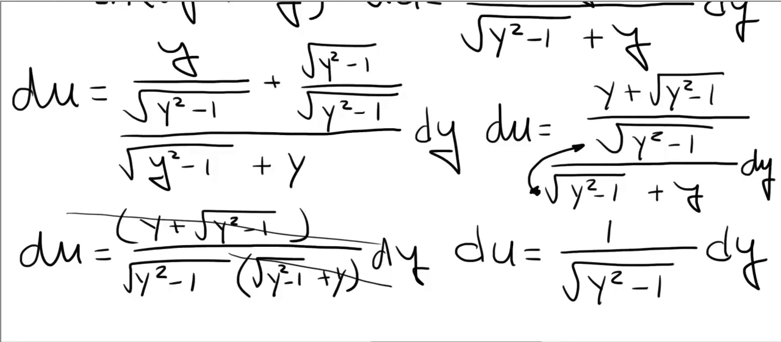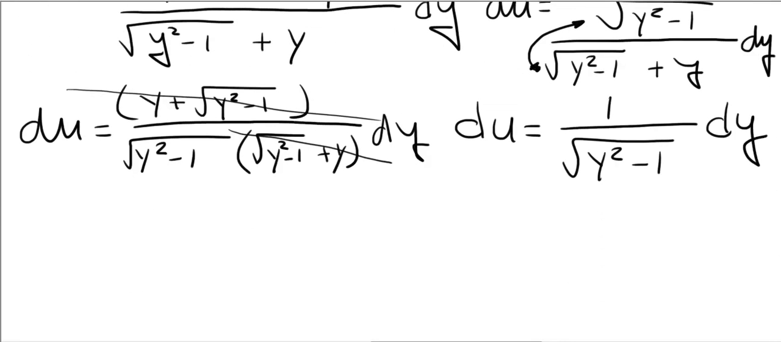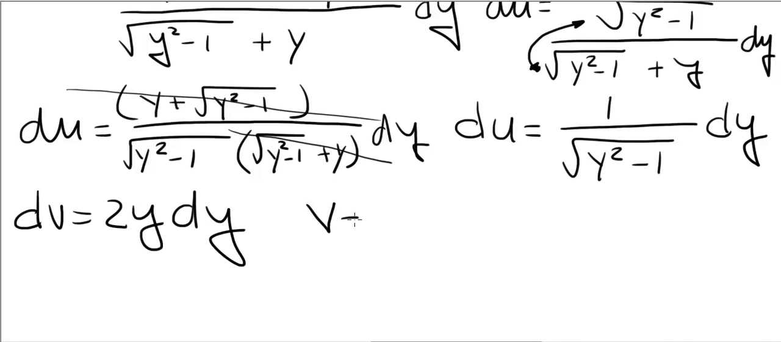Now let's go to dv. Now dv is 2y dy. Normally, 99 times out of 100, v is going to be y squared. But we are allowed to add or subtract any constant that we wish, because adding a constant will still make dv 2y dy. So I'm going to select v to be y squared minus 1, and that's because our du is 1 divided by square root of y squared minus 1. Those will be simplified much easier.